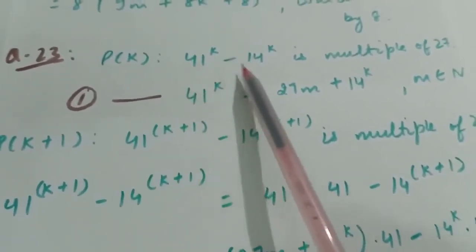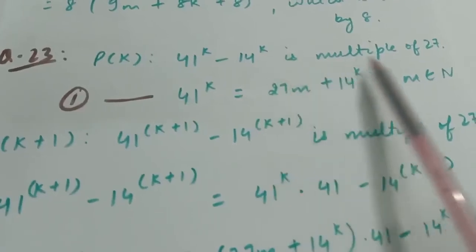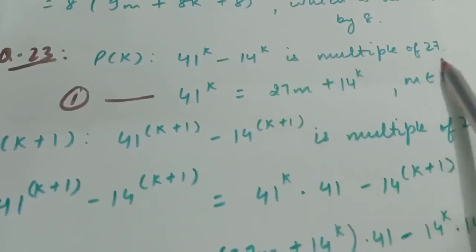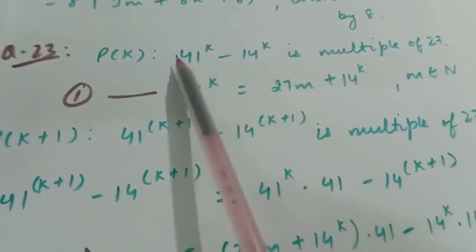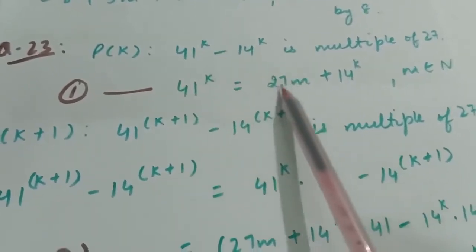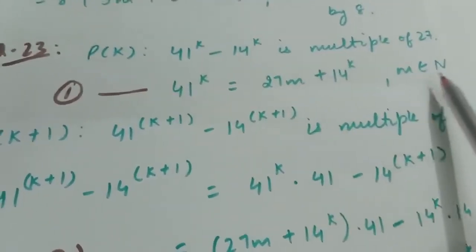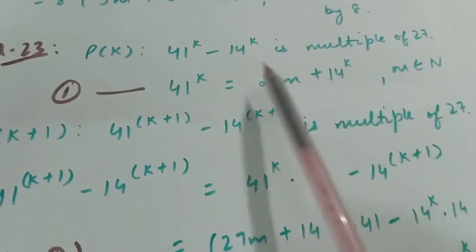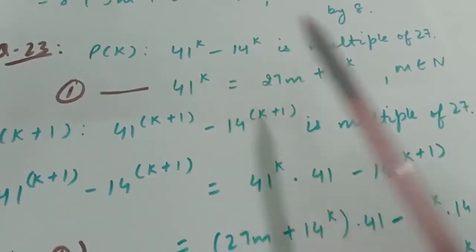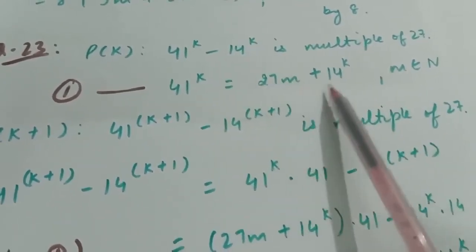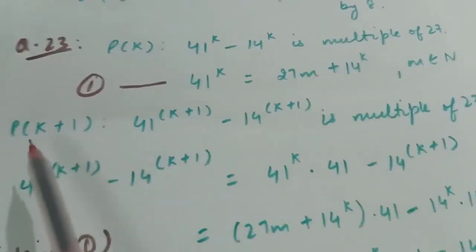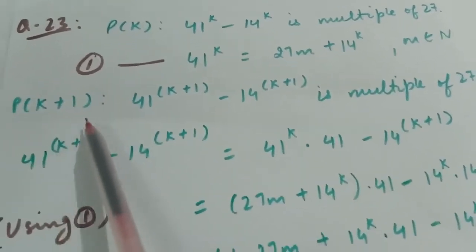Now question 23, in which we have assumed that pk is true, that is 41 raised to the power k minus 14 raised to the power k is a multiple of 27. If it is a multiple of 27, then this term is equal to 27m, where m belongs to the natural numbers, and taking minus 14 raised to k to that side, it will be 27m plus 14 raised to the power k. Now we have to show that pk plus 1 is true.